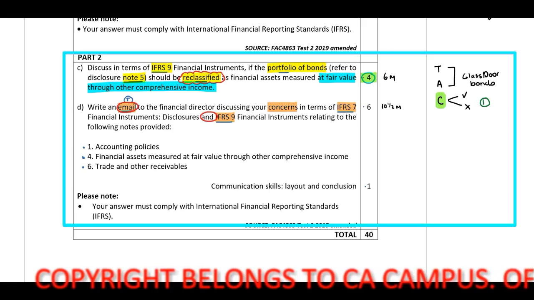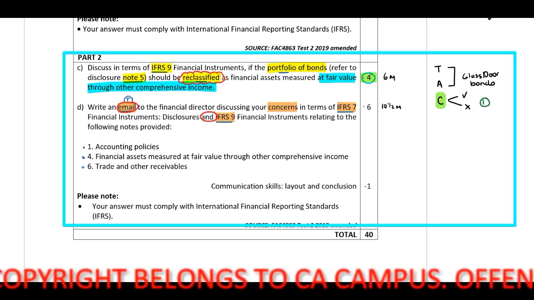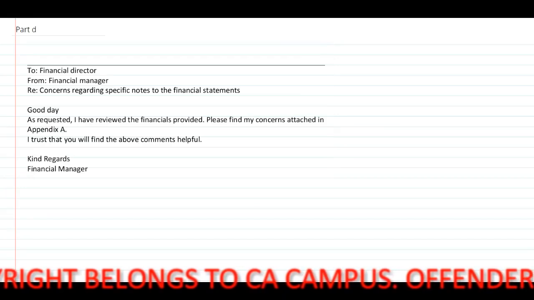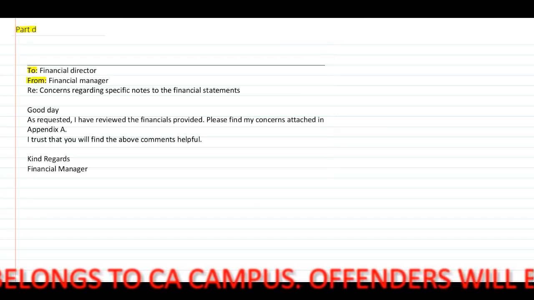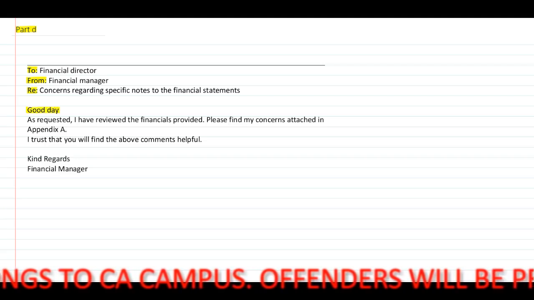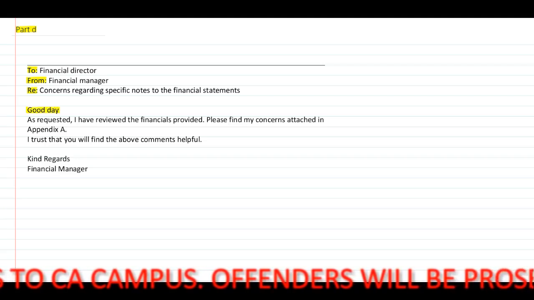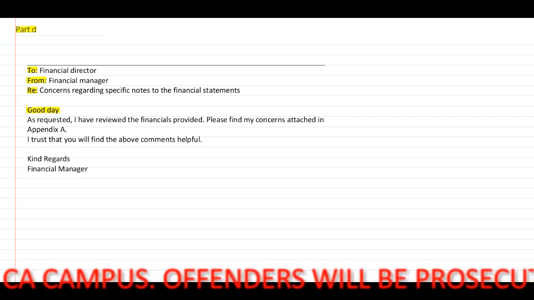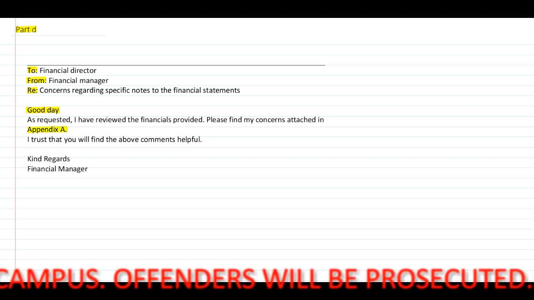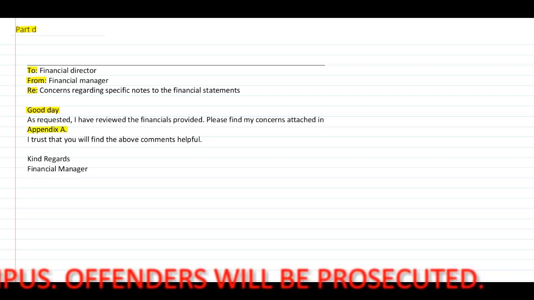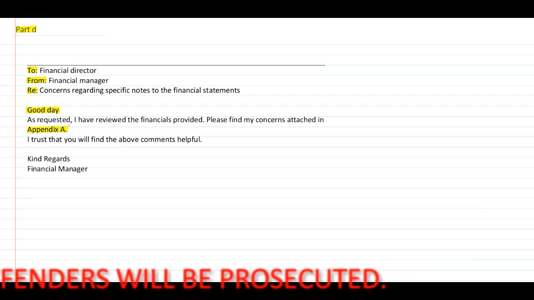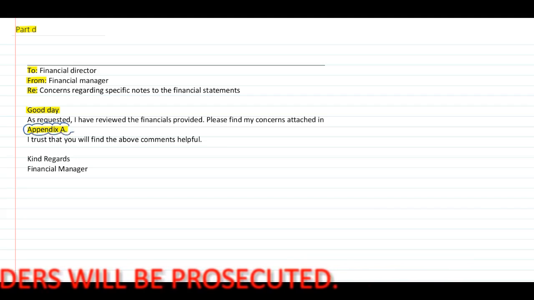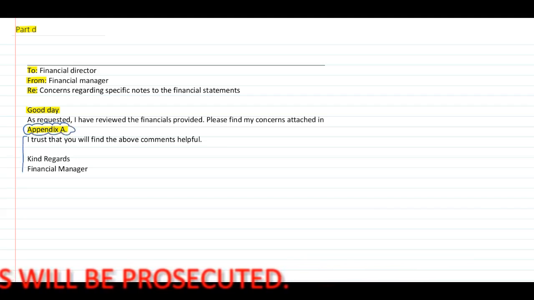Therefore, immediately what I will do on a new page, indicate that this is my part D, and I will draft my template: to, from, regarding, good day, as requested. I have reviewed the financials provided. Please find my concerns attached in Appendix A. I trust that you will find the above comments helpful. Kind regards. Now, I prefer to refer to an appendix because it is important to end your email.